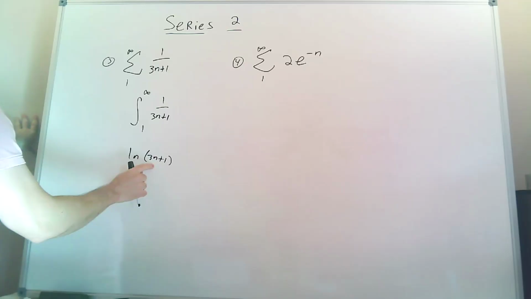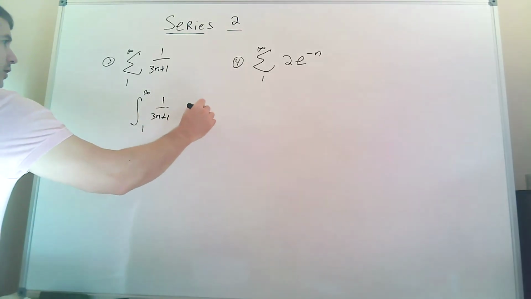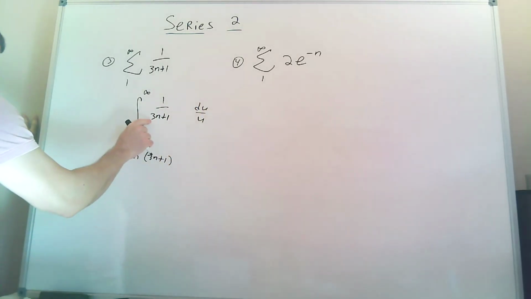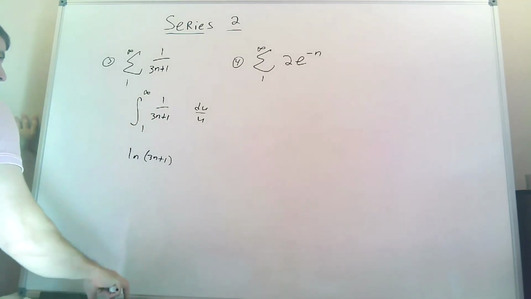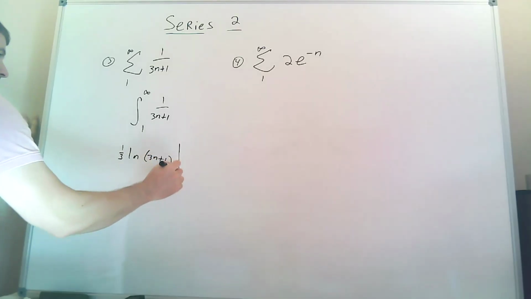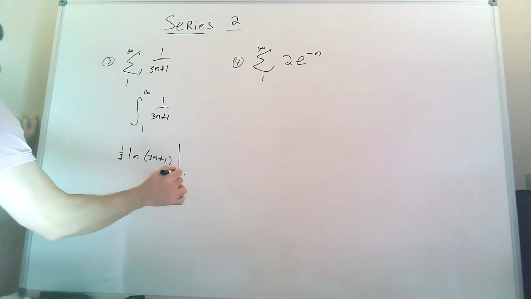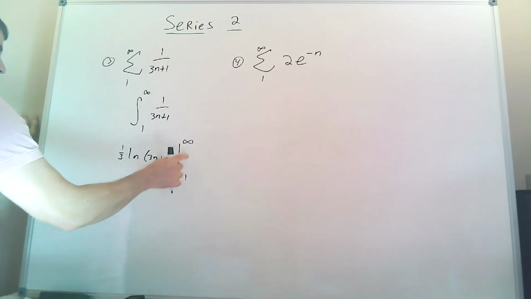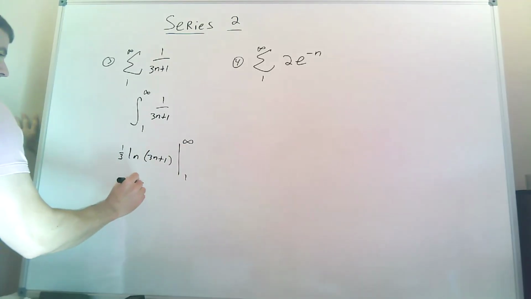But remember how ln goes, right? It's du over u. There should be a 3 here, but there's a 1. That meant that I had a 1/3 there. And yes, you have to integrate these correctly. So this is the antiderivative. I'm going to now evaluate that from 1 to infinity. So you're going to put infinity in there. So look, 3 times infinity plus 1 is infinity.